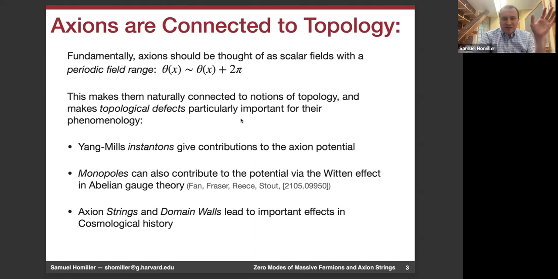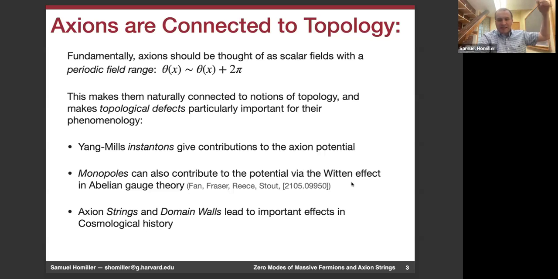And these interactions lead to a bunch of interesting stuff and change their phenomenology in really dramatic ways. The first, oldest way that we all understood, of course, was that they couple to Yang-Mills instantons. They give contributions to the axion potential that's in a way related to the story of how they solve the strong CP problem. And as my friends here at Harvard pointed out, in the context of abelian gauge theory, due to the Witten effect, magnetic monopoles also give a contribution to the axion potential.